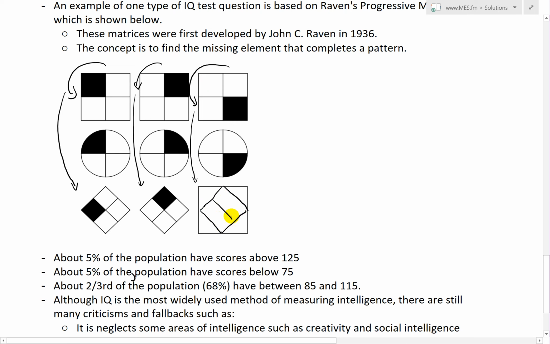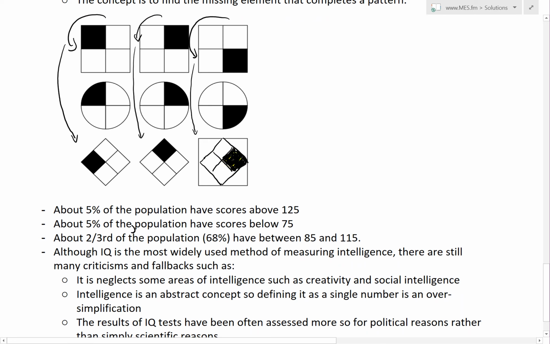Let me just draw this square. So then again, we're filling it in, and this one's rotated, so it should be over here. Just think about it as a rotated square instead of a diamond. So this is how that looks. Let's shade it a bit more. So anyways, that's one example of the type of questions you might see on IQ tests.